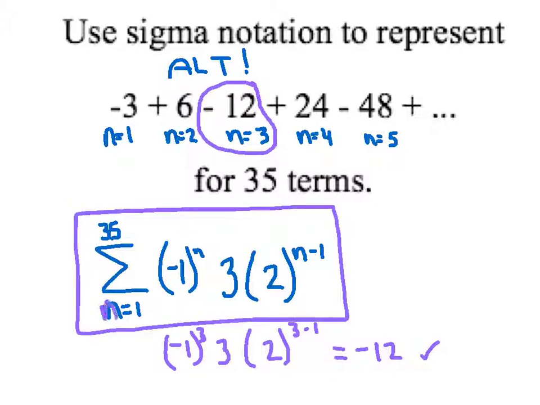But that's what I wanted you to see here. I wanted to make sure that you started with n equals 1. You put the 35 on top. And I wanted to talk about the need for that negative 1 to the nth power because it was an alternating series.